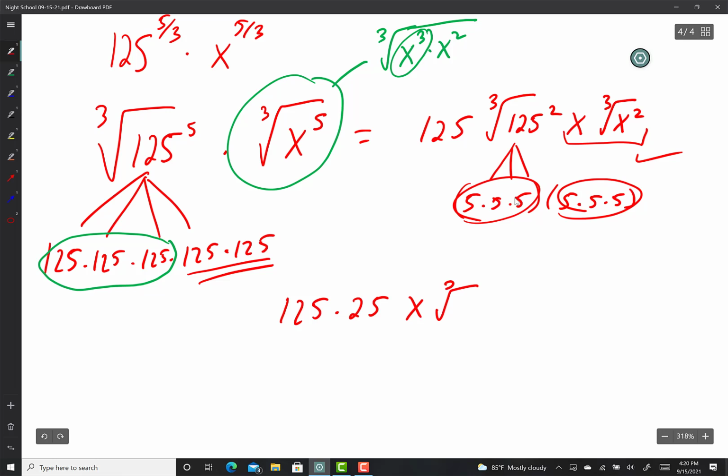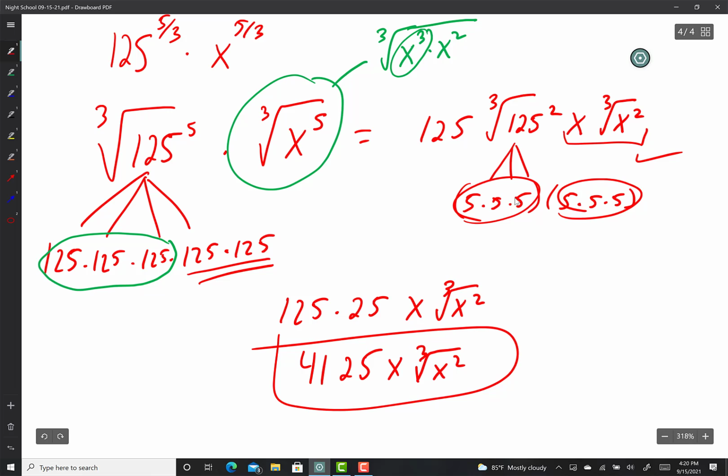X cube root of x squared. If I have 125 quarters, how much money do I have? So what is 3125 x cube root of x squared? That's the simplest you can get in radical form. 3125, yeah. How do we feel?